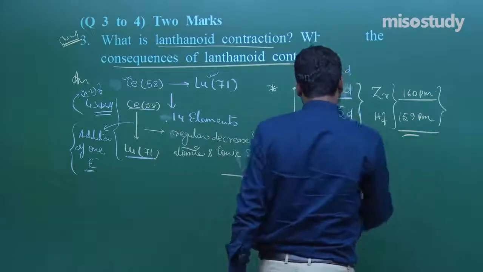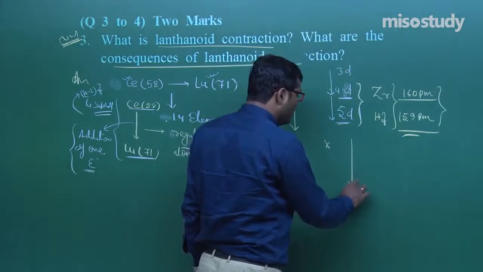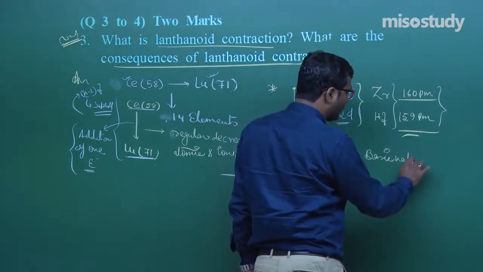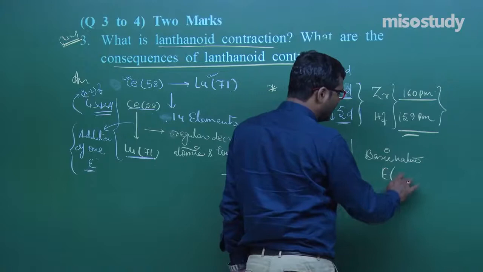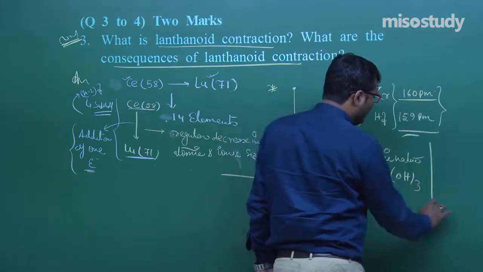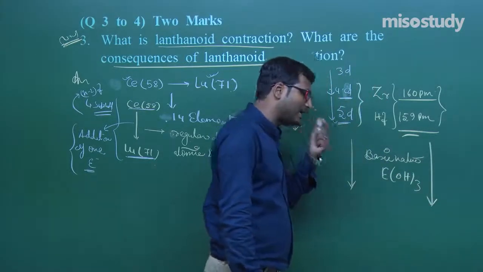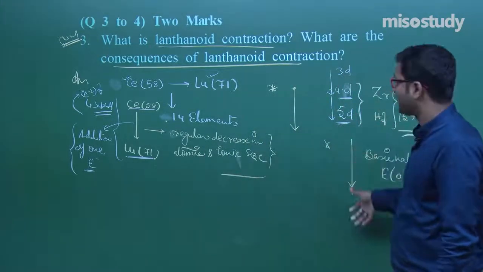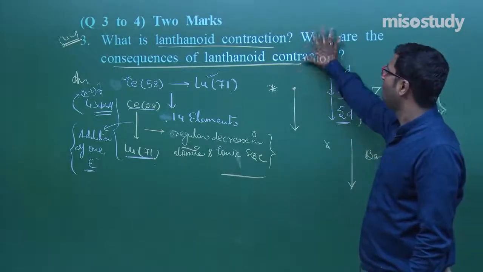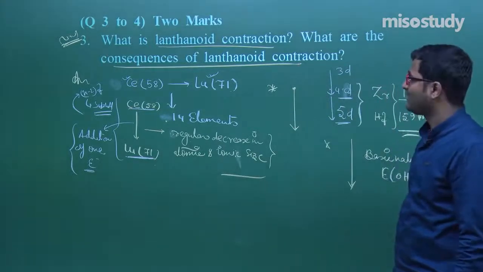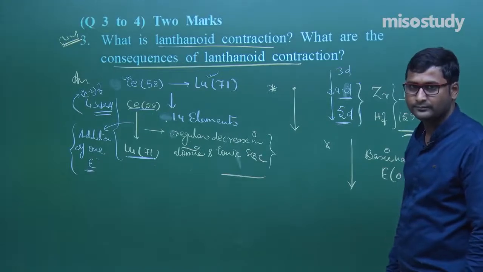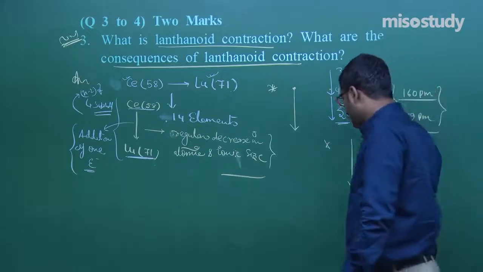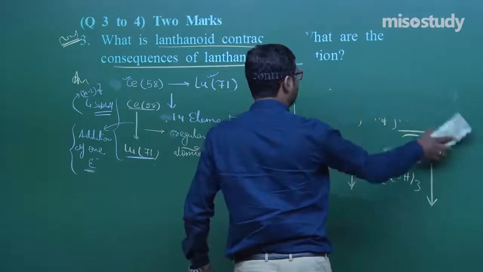Now the third consequence is, as we know, when we move down the group, the basic character of the hydroxide of the lanthanide series, which is Ln(OH)3, decreases, because due to the decrement in size the covalent character increases, and the basic character decreases. These are the three consequences of the lanthanide contraction, my friend. Clear? Check it out. Now I am going to rub this part, and we'll discuss the next one.